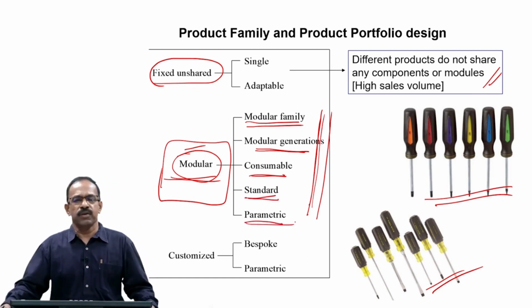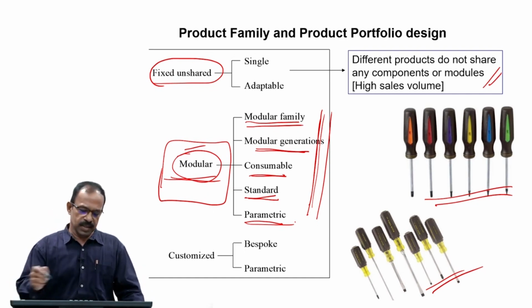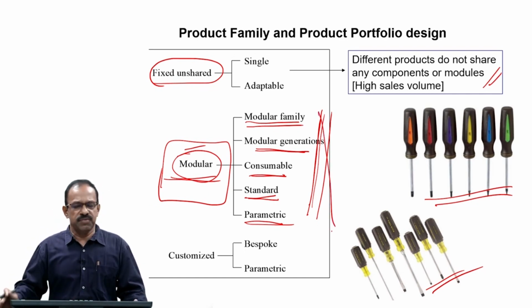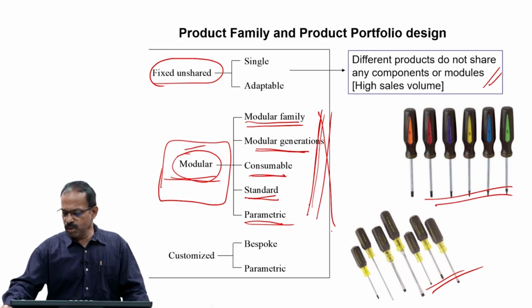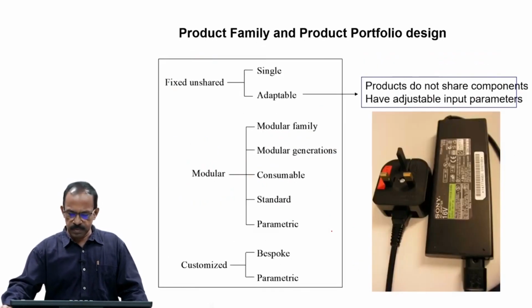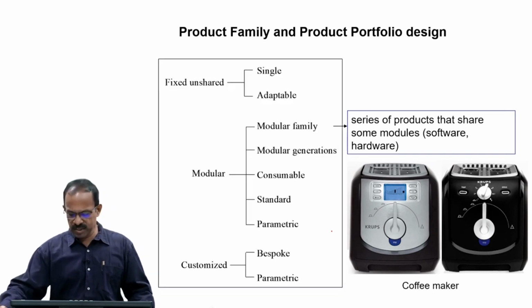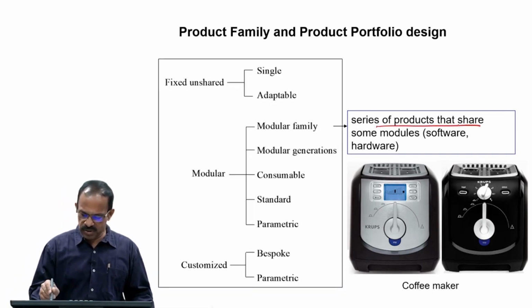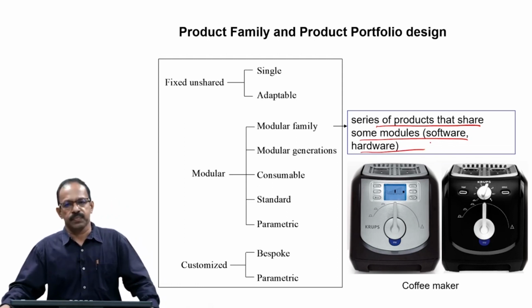So, these are the different categories within the modular family that you can see. We will see each one, and what the significance of each of these architectures is. So, the modular family is a series of products that share some modules. That is the simple explanation for a modular family.